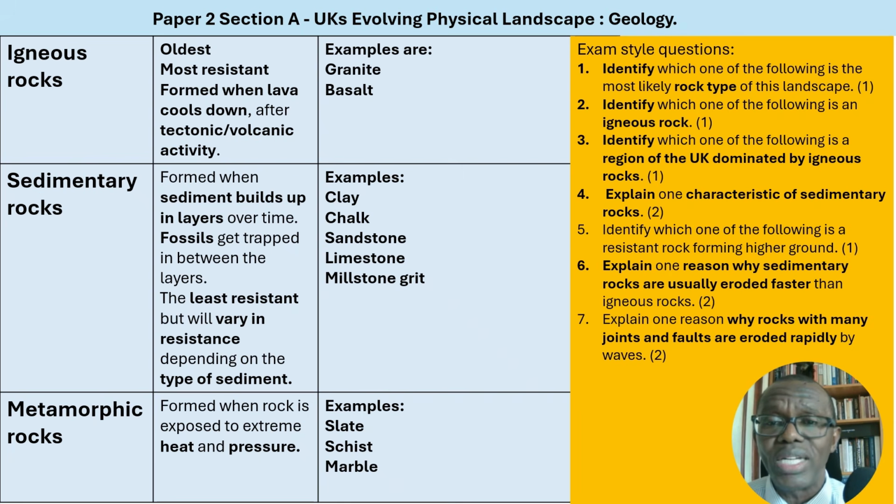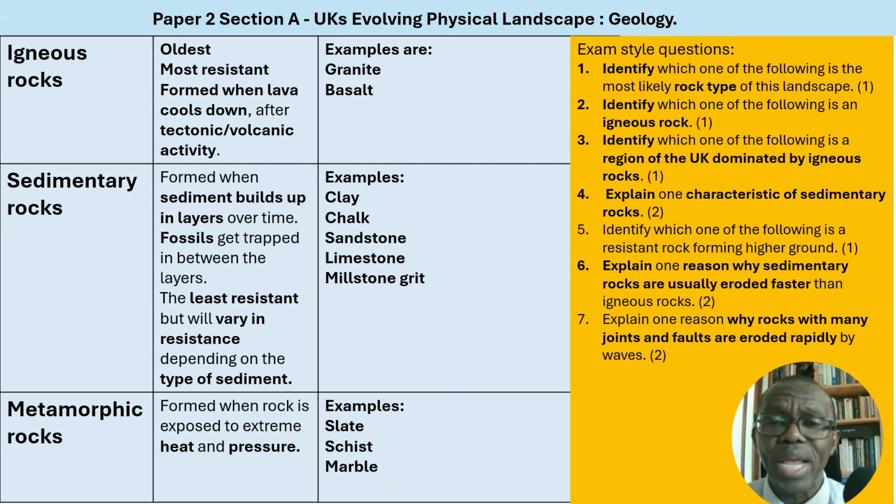Okay, the second question, identify which one of the following is an igneous rock. So that obviously was a multiple choice question with several rock types, and you were to identify which one is an igneous rock. The third question is to identify which one of the following is a region of the UK dominated by igneous rocks. Of course, that has to do with upland and lowland landscape, and I believe that particular question was talking about Scotland being an area that is dominated by igneous rocks.